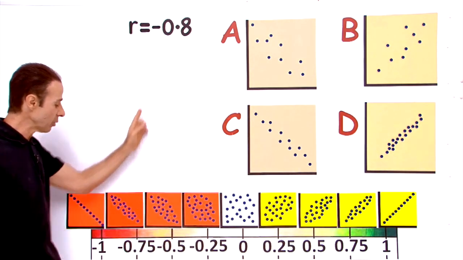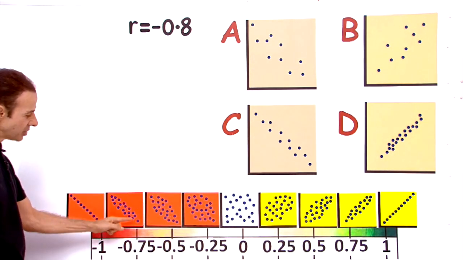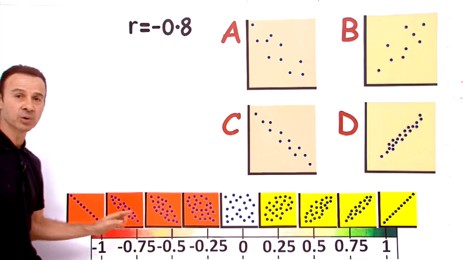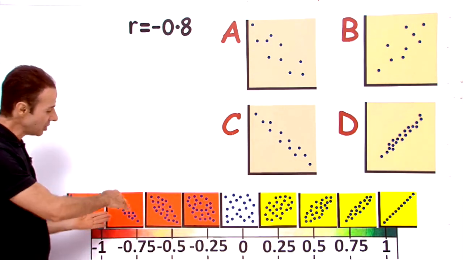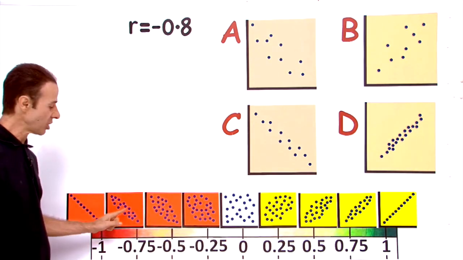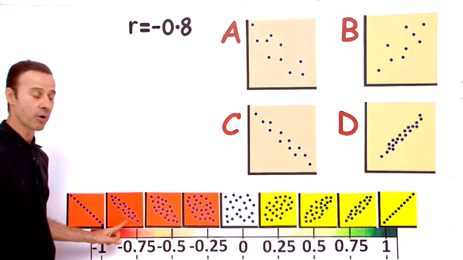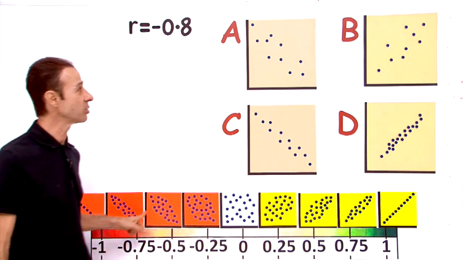Being negative, again, we're down here somewhere, as I showed you earlier. So it looks like it's going to have this kind of look. Negative slope, and the dots are fairly close together. So it's a pretty strong negative correlation. So let's see which one matches up. Let's look at the first one.